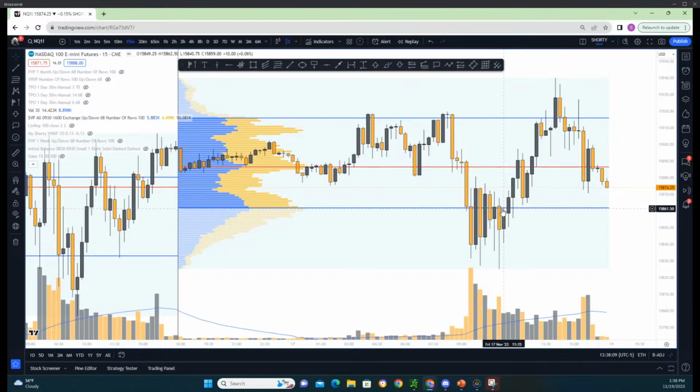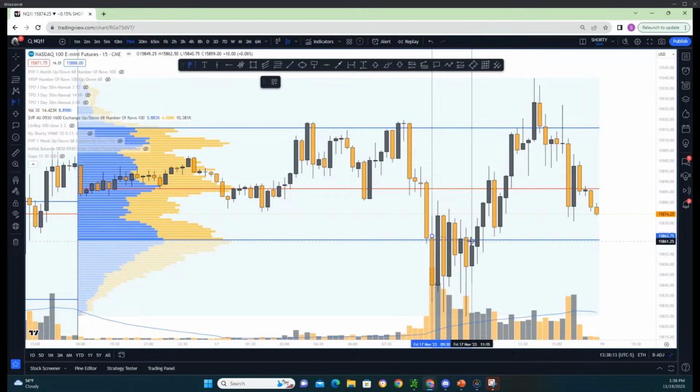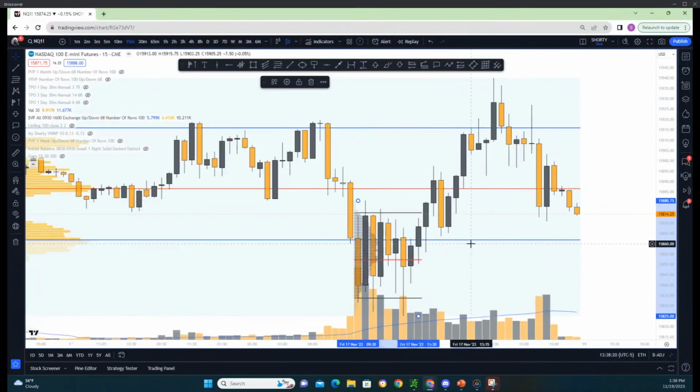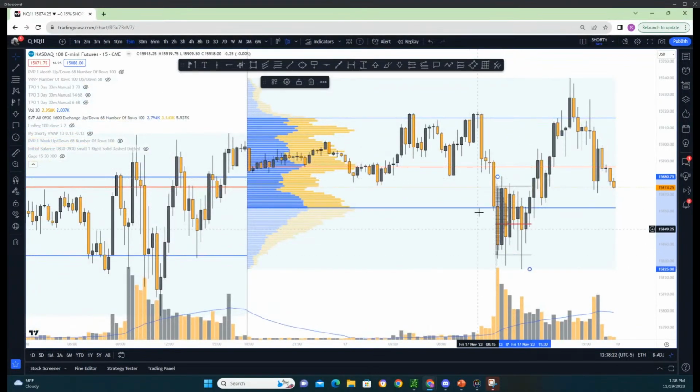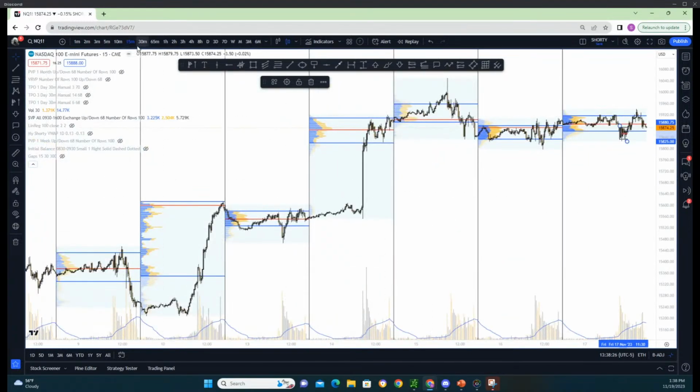I think we targeted somewhere around 62 because that was the POC at that time. It's also the IBL. Yeah, so the POC was there. I mean, you were able to get out with a nice little profit, and then obviously they proceeded to auction higher, right? But even now, I'm just going to quickly touch base on this.